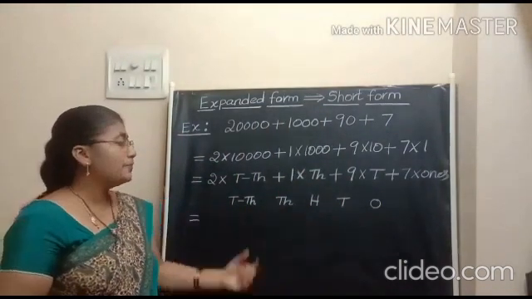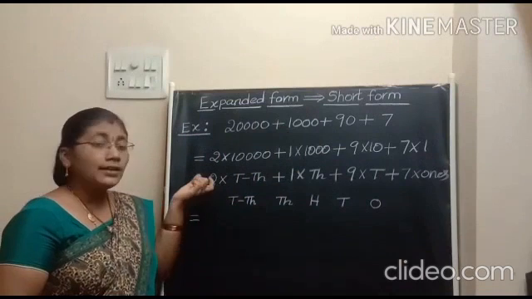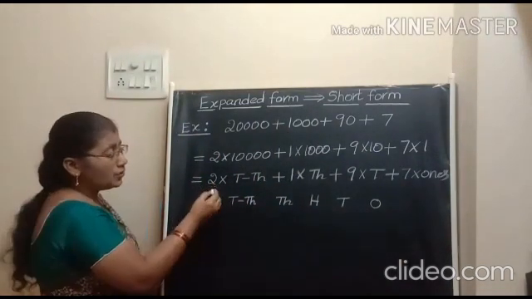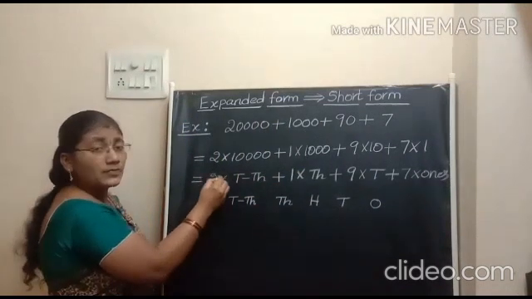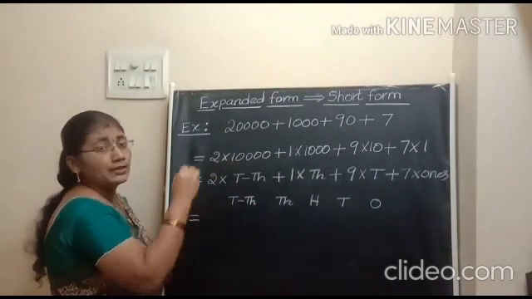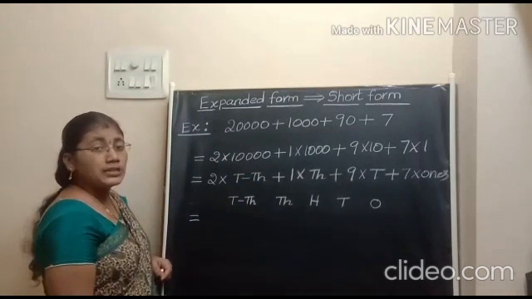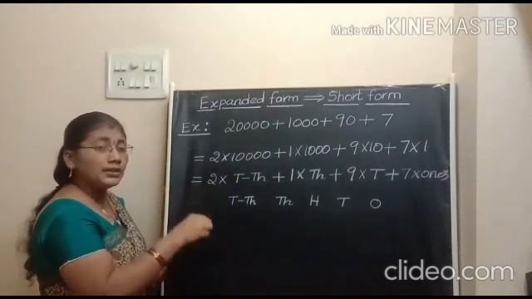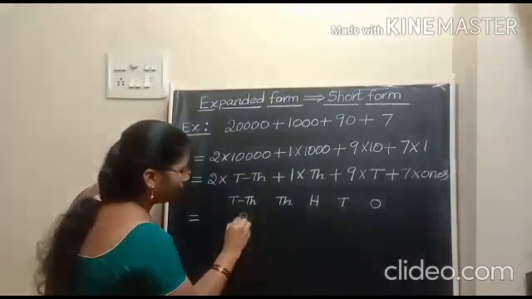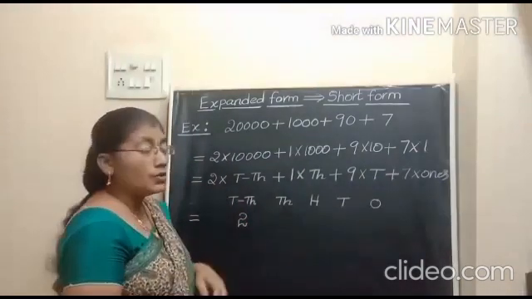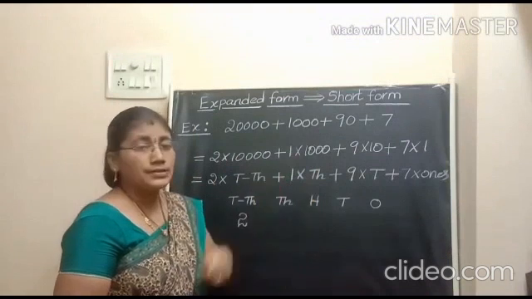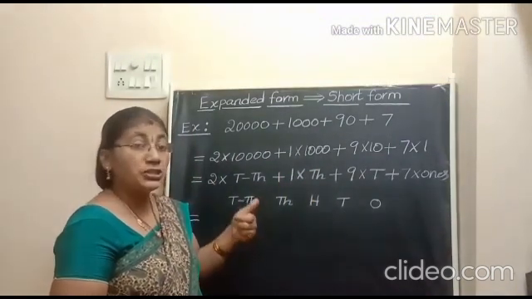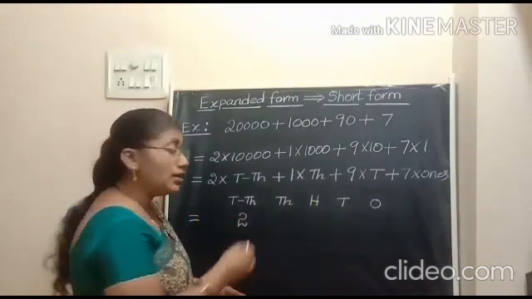Okay children? What is the related digit for 10,000? For 10,000, 2 is the digit corresponding to 10,000. So, we should write 2 in the 10,000's place. And 1 is related to thousands. Here, 1 is related to 1,000. So, we should write 1 in the thousands place.